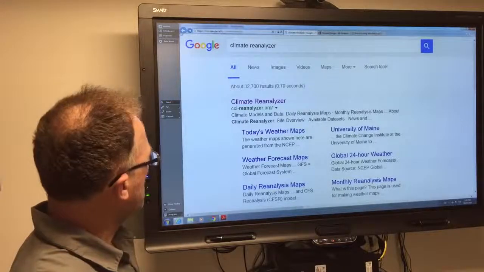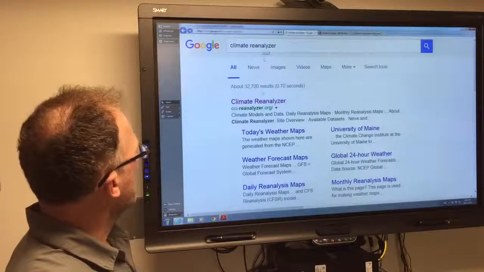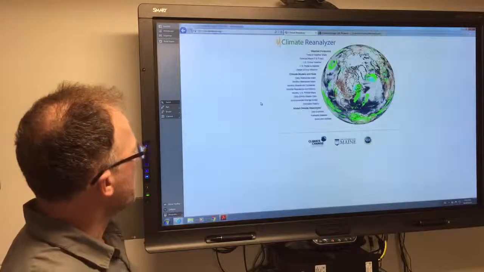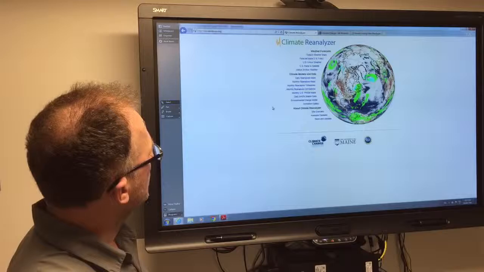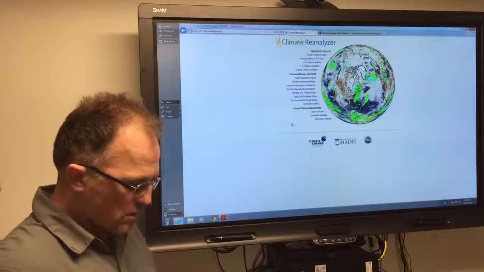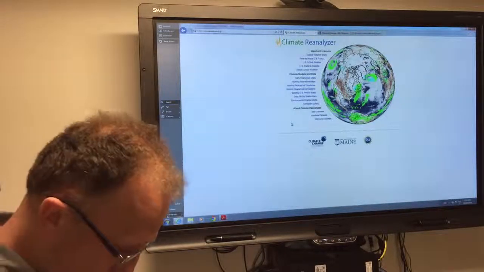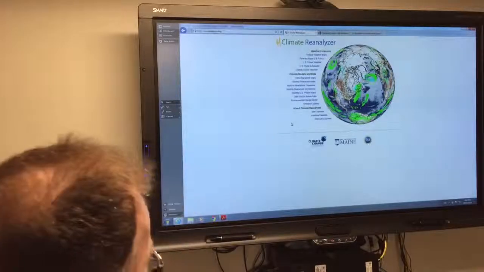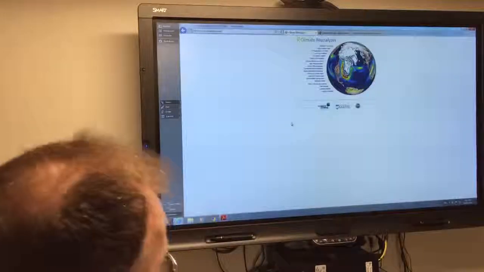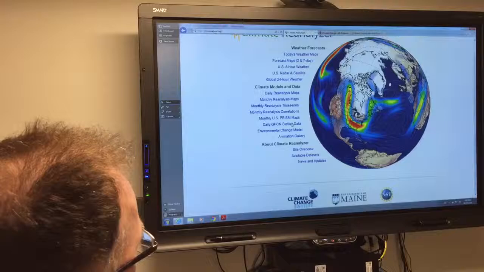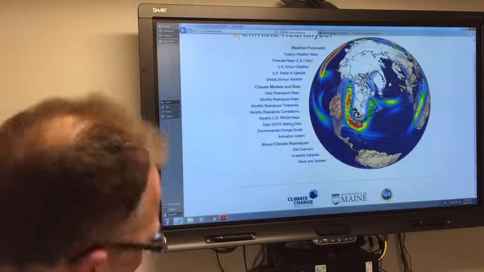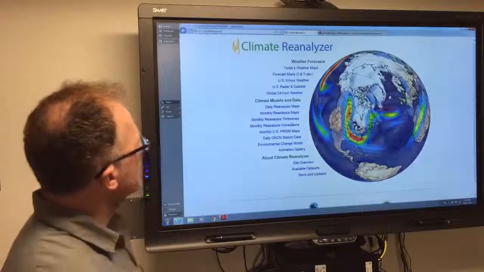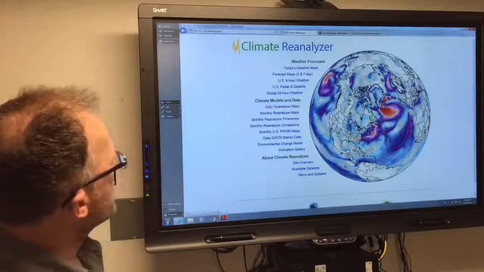So basically, if you just Google Climate Reanalyzer and click on the first link, this is the sort of thing that you get. Now, you can resize it if you just do a Control- on your keyboard. It makes it smaller. Control+ makes it larger. So we'll bring it up to here. This looks good. And what you can see is you've got all these different menus.